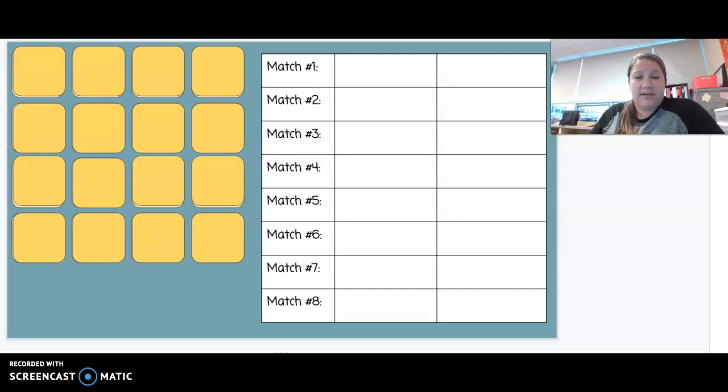For today's word study lesson, you will be playing a matching game. Earlier, we talked about the vowel sound "ah" and how it can be represented by different spelling patterns. So, for today's assignment, you will be looking at those spelling patterns to find matches. Your board or game board will look like this.